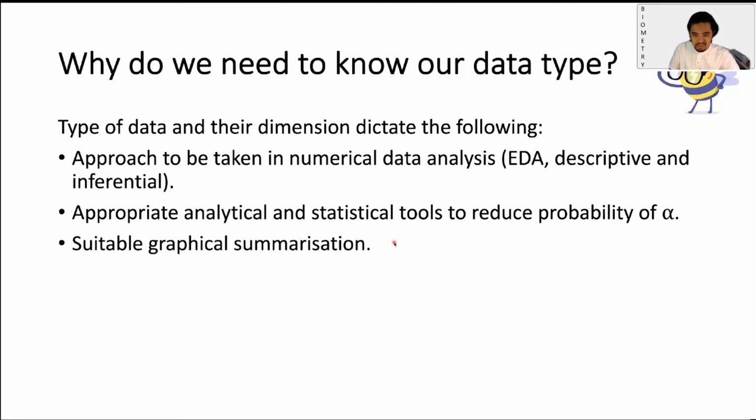This depends especially on type 1 errors, the possibility of accusing someone of being guilty when they are not. We don't want to find any false positive data. This can happen by choosing the wrong statistical tools. And also when you summarize your data in the form of a graph, by knowing the type and dimension of your data, you could choose the right, appropriate graph to represent your data accurately.